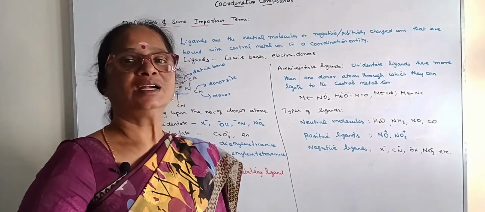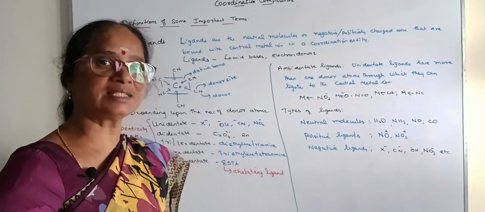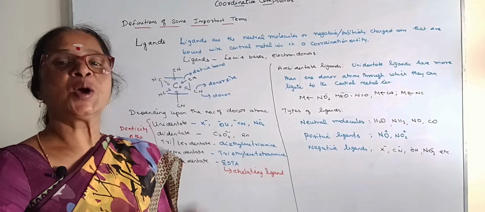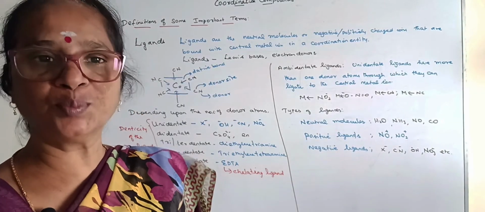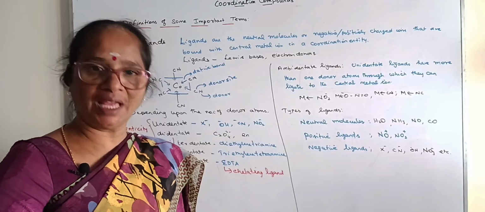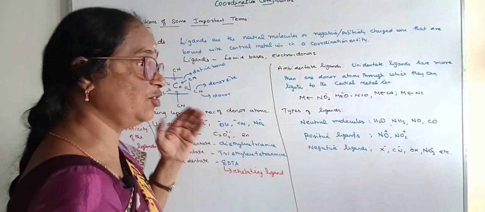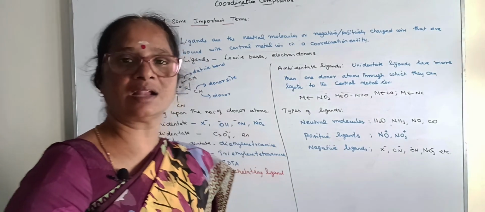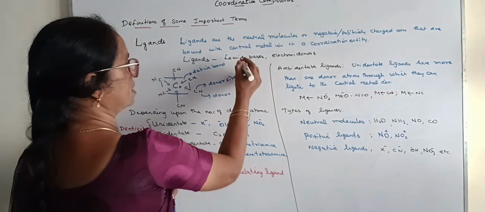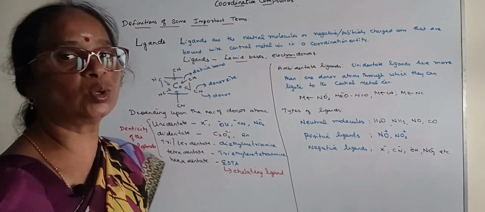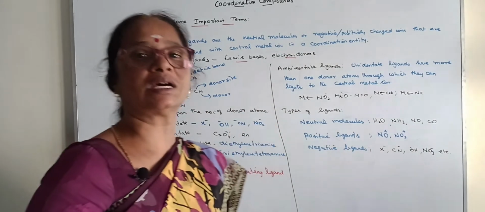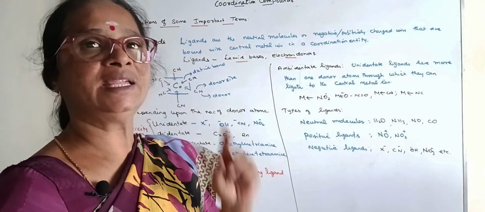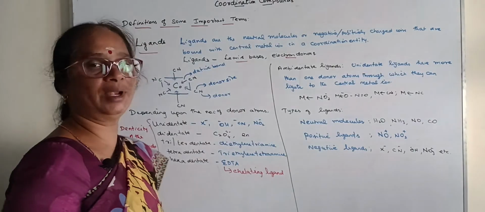Ligands are the group of atoms or ions or neutral molecules that surround the central metal ion by donating one or more unshared pairs of electrons to make a dative bond with the central metal atom or ion, and hence these are referred to as Lewis bases. Lewis bases are electron donors. So ligands are simply donors. What can they donate? They can donate a pair of electrons. They have to donate a pair of electrons to the central metal ion.